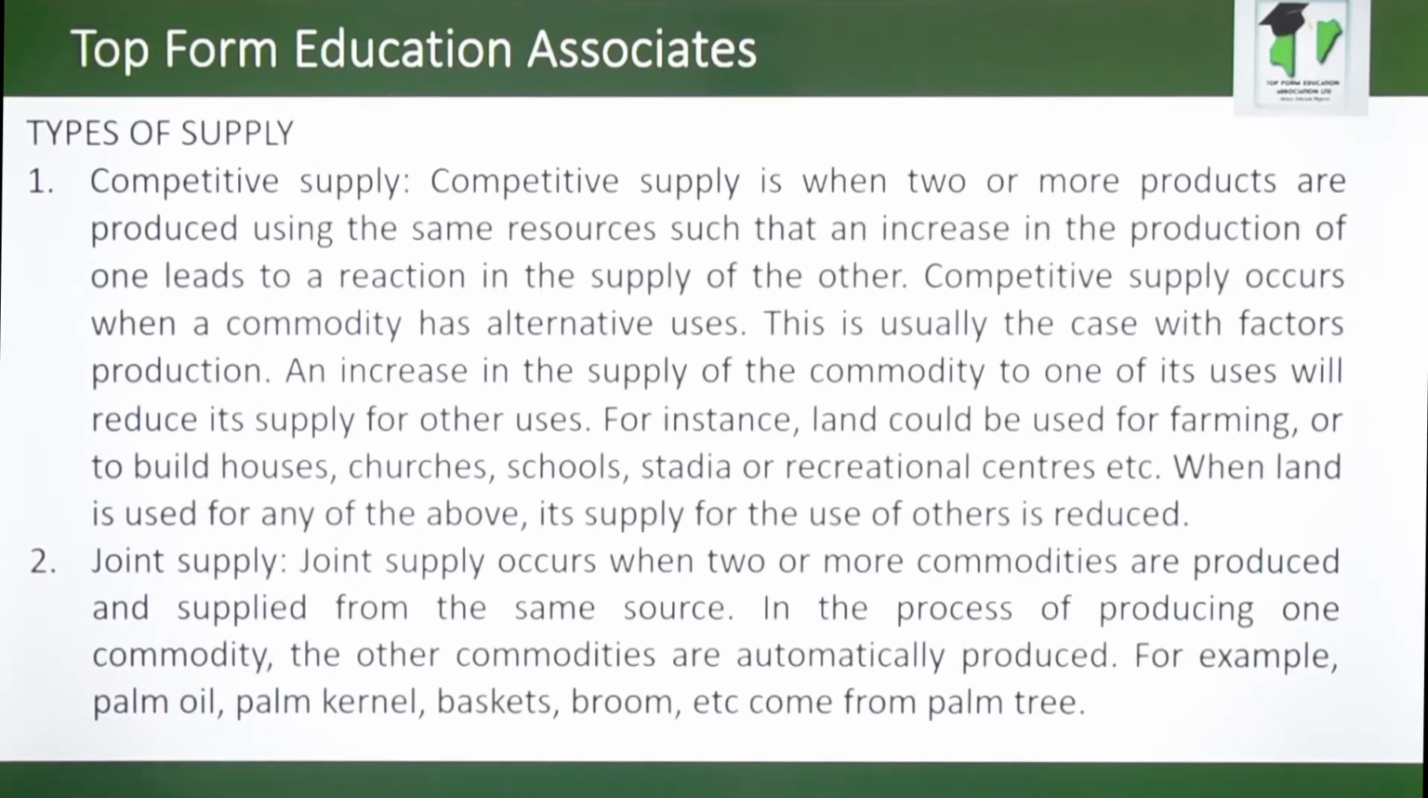Another example is fuel, gasoline, kerosene, they all come from crude oil. After processing crude oil, all these things are fallout. So they are jointly supplied from the same source. So we said that joint supply occurs when two or more commodities are produced and supplied from the same source. As one of these things is produced, the others are equally, automatically produced.